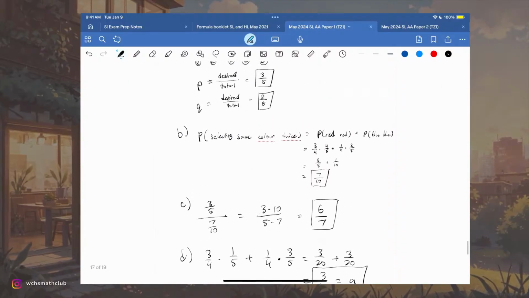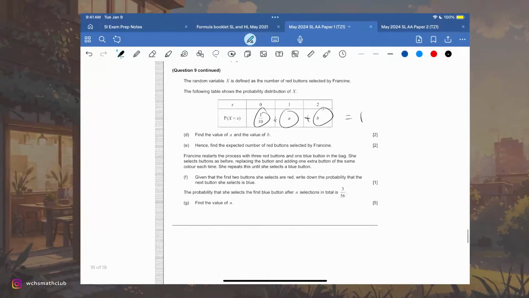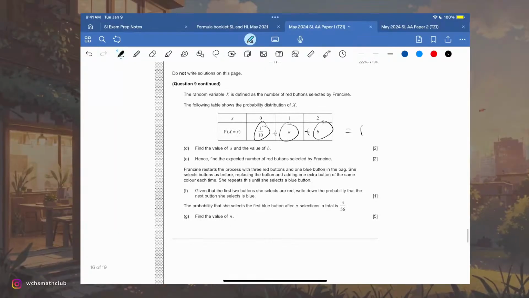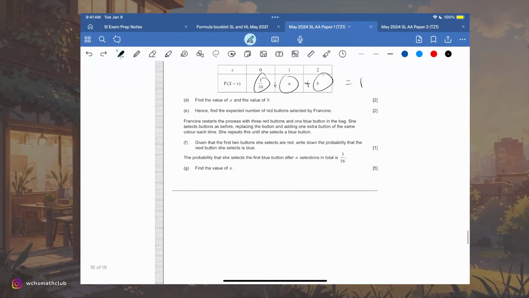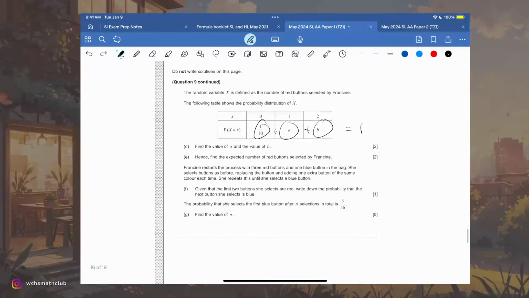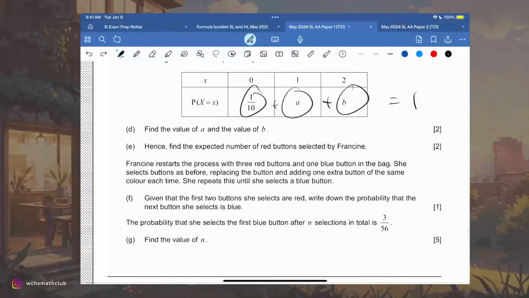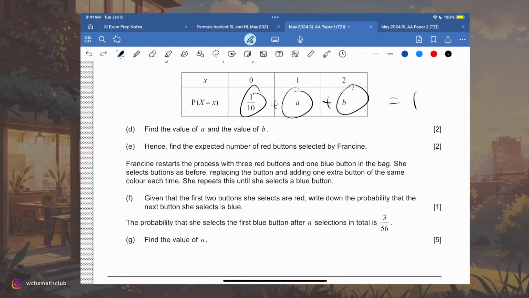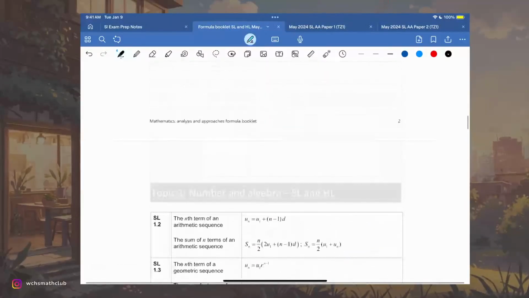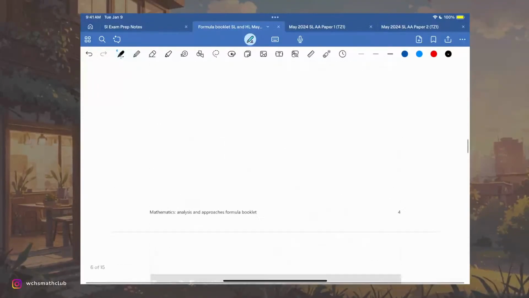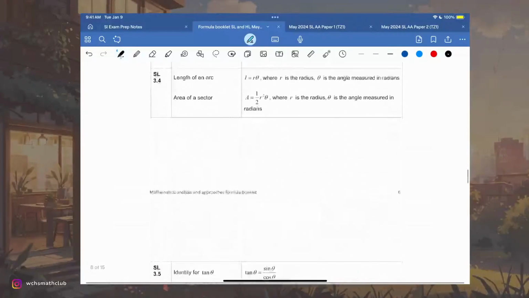Always box your answer, and now we're going to move on to part E. So hence, which means you have to use the results you found before, find the expected number of red buttons selected. So here we have expected number, and I'm not sure if this is actually in the formula booklets. We can actually go check right now. This is HL. Where is statistics?